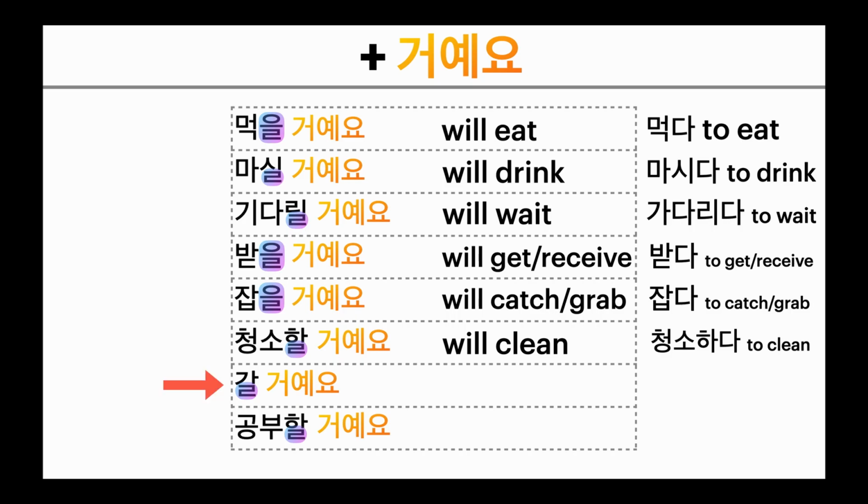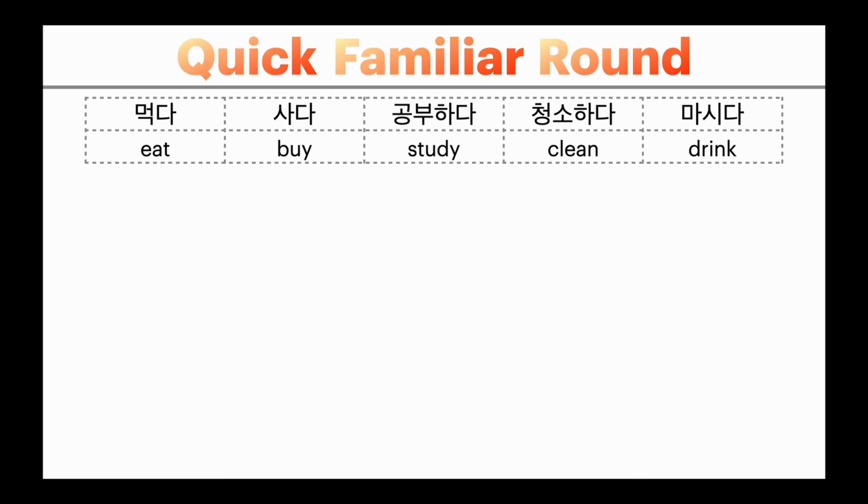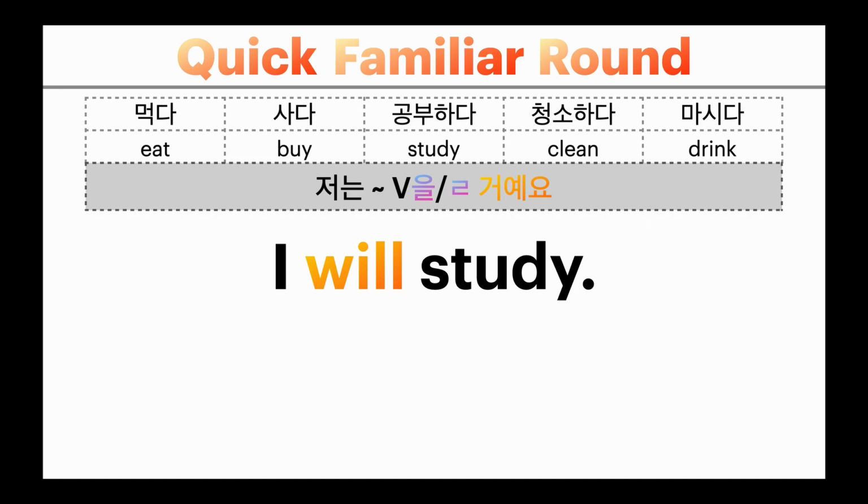갈 거예요. Will go, which comes from 가다. 공부할 거예요. Will study, which comes from 공부하다. Let's go ahead and start with a mini round of 5 verbs that you might already be familiar with. And using our new grammar pattern, 저는 verb plus 을 or ㄹ 거예요. Let's start with I will study. And please pause if you need more time.